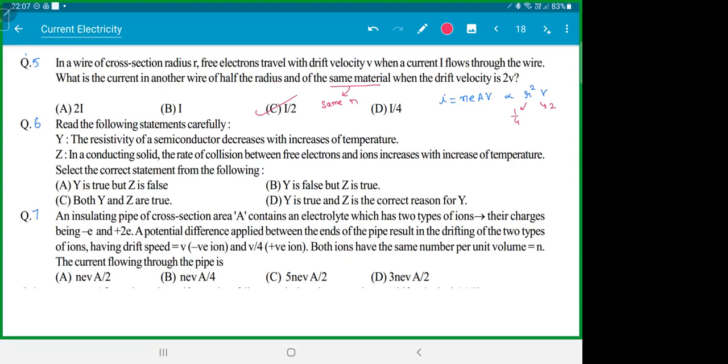Sixth one, just how I told you: resistivity of a semiconductor decreases with increase in temperature. True. In a conducting solid, the rate of collision between free electrons and ions increases with temperature. That is also true, but the reasoning is different. Clear? In a semiconductor, why does the resistivity decrease? Because of more free electrons. The collision is not the reason.